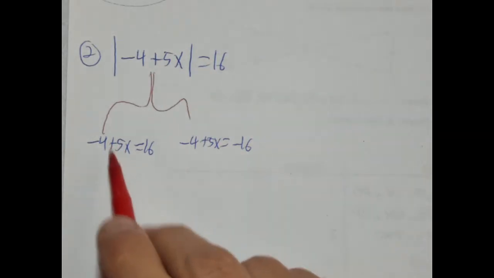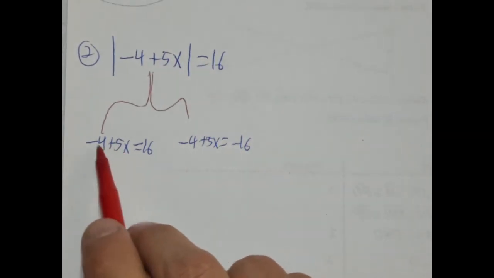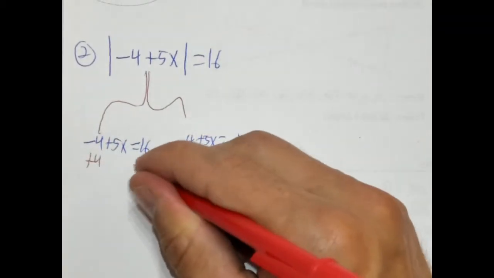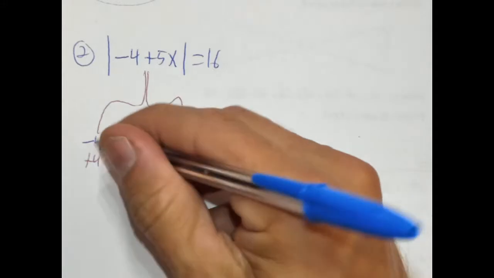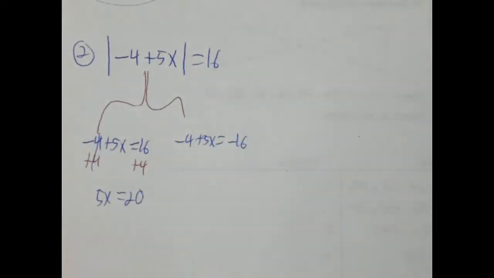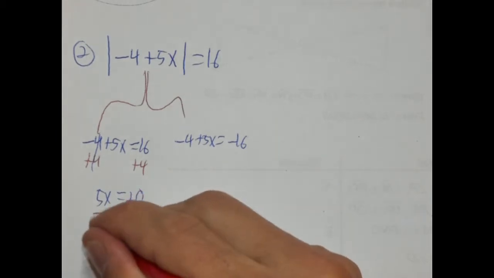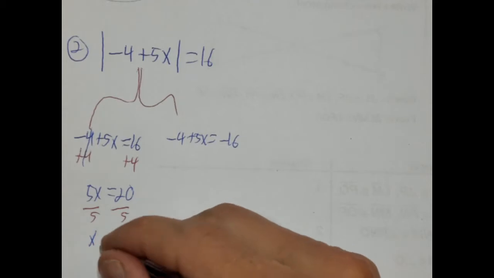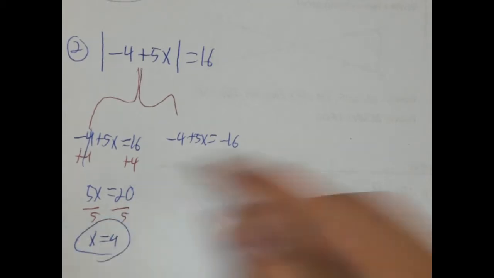Okay. So we're going to get x by itself here. We're going to get rid of the constant first, so we're going to add 4 to both sides. Okay. So that'll go away. We have 5x, and then 16 plus 4 is 20. Now we want to get x by itself, so we're going to divide by the coefficient, which is 5. And then 20 divided by 5 is, of course, 4. So we have x equals 4. Okay? So that's our first answer.